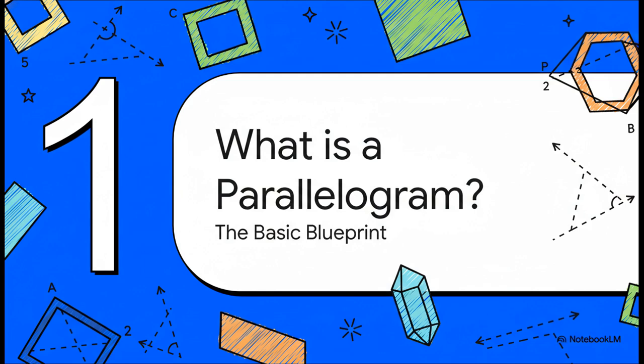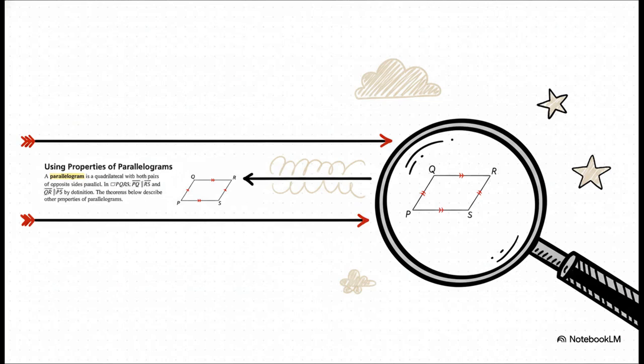What does parallel really mean here? You see those little arrows on the sides? In geometry, that's the universal sign for parallel. It means the top and bottom sides are like two train tracks that run alongside each other forever and will never, ever cross. And it's the same deal for the left and right sides. That's the entire blueprint right there.